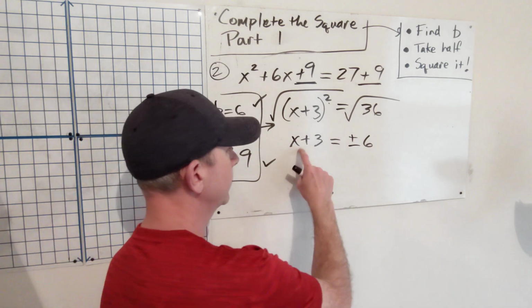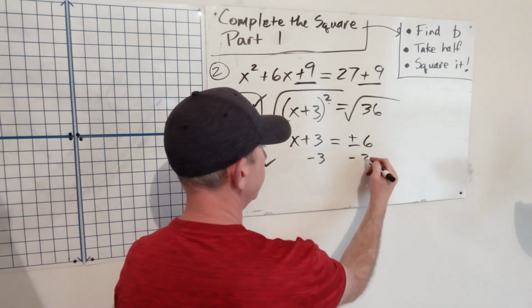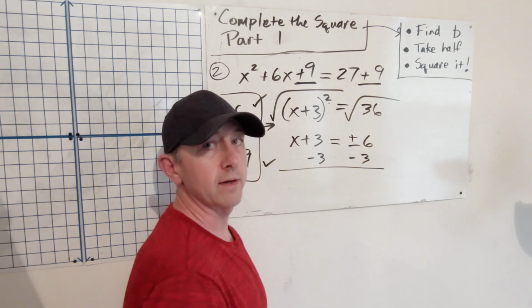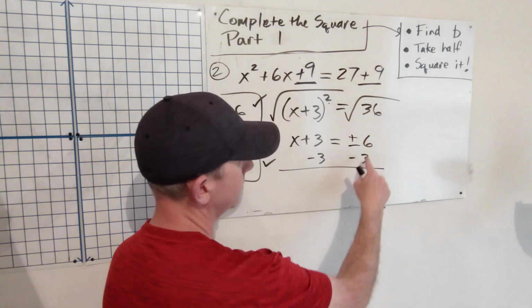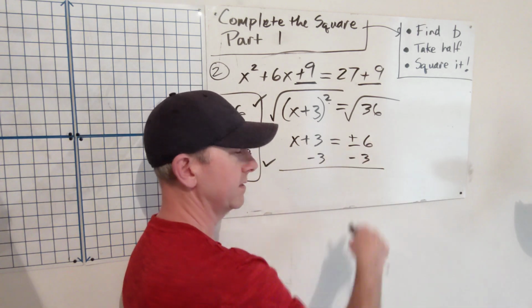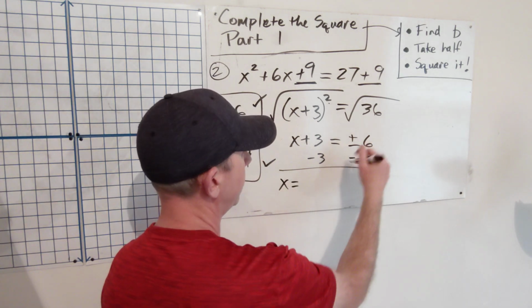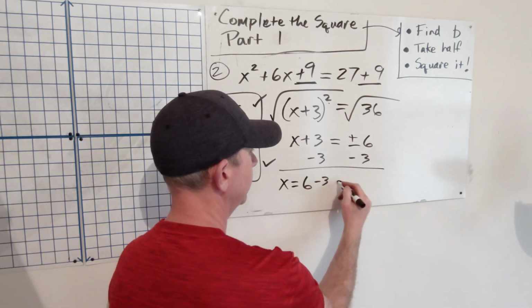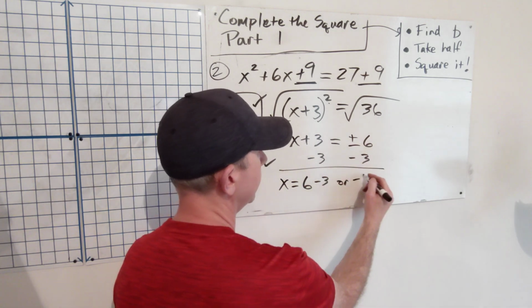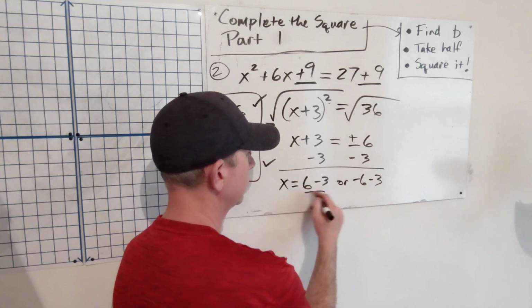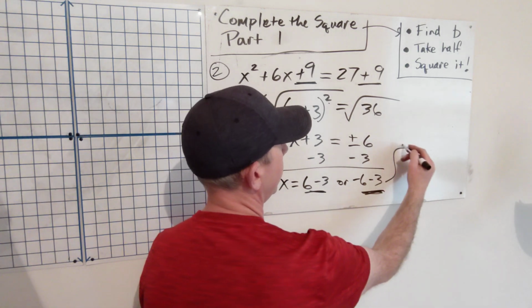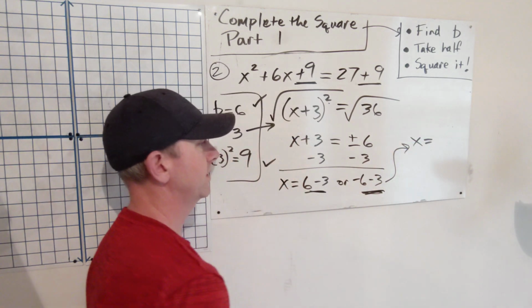Now to solve this, we still need to get x by itself, so we need to subtract 3. Now you got to be careful. A lot of times students will put x equals plus and minus 3 now because of 6 minus 3. Well, be careful there because it's going to be x equals a positive 6 minus 3 or a negative 6 minus 3. So these will be my two answers, and I'm going to write it up over here so I don't want to stand in the way.